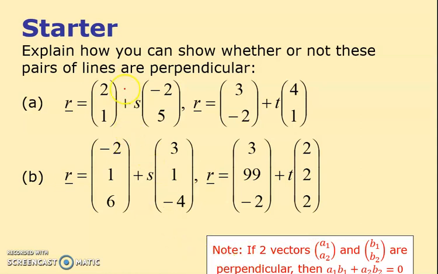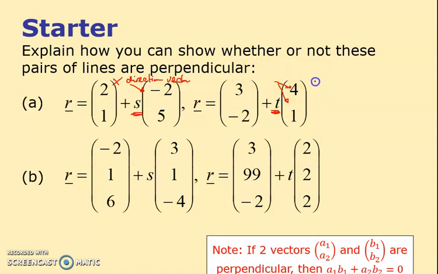It says, explain how you can show whether some of these pairs of lines are perpendicular. Now, first of all, notice this doesn't matter. The 2 and 1, I could have 20 and 10, or 4 billion and 2 billion. It wouldn't matter. What matters is this thing here. Now, in the last lesson you got told that this is called the direction vector. And the thing that's multiplied by a letter is the direction vector. So here, this is my direction vector, the 4 and the 1.